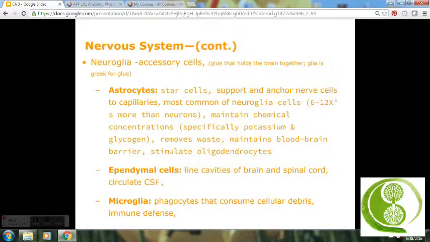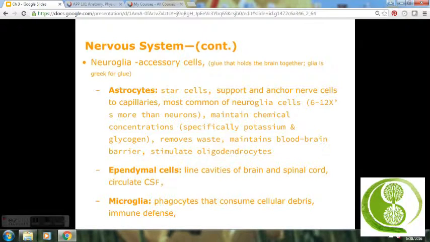Next up is the ependymal cells. If you see on 106, your third picture, that is a picture of the ependymal cells. These cells line the cavities of the brain and the spinal cord, and they circulate the cerebrospinal fluid. See how it has the little hair-like structures on it? That's what helps to move the cerebrospinal fluid along.